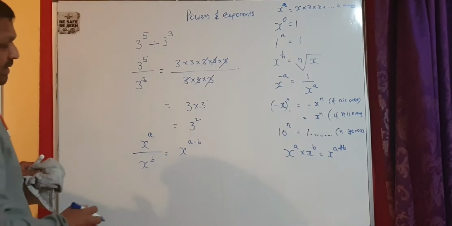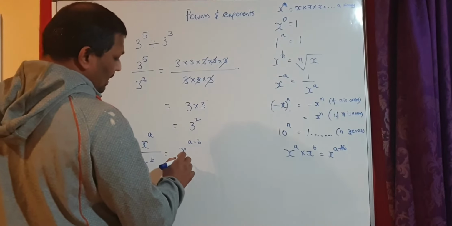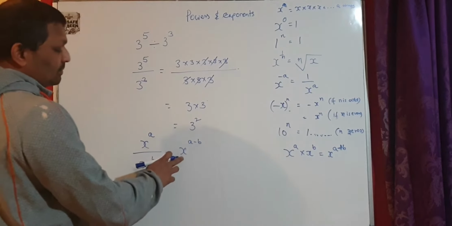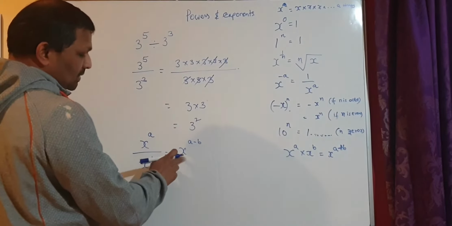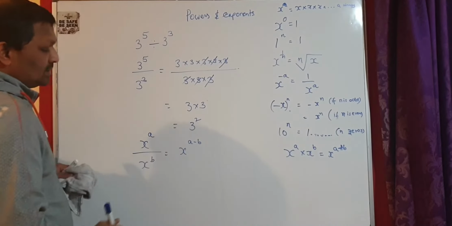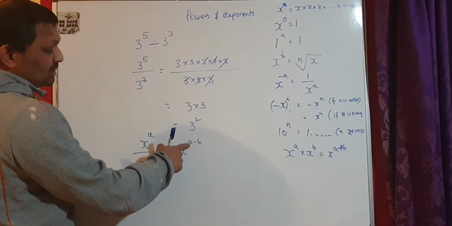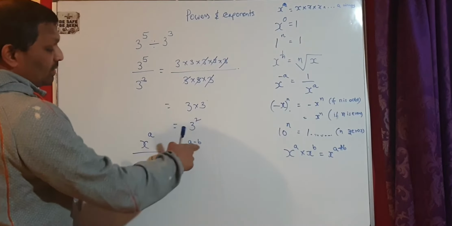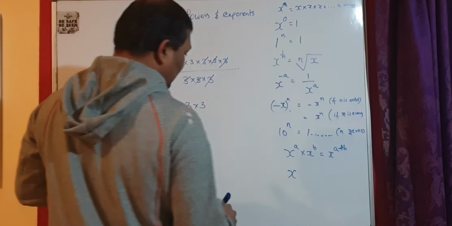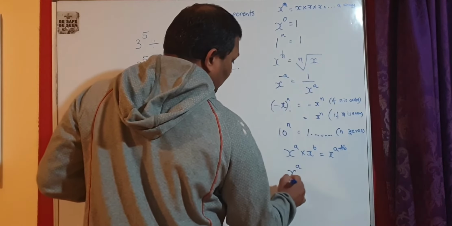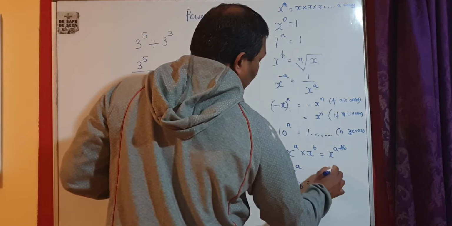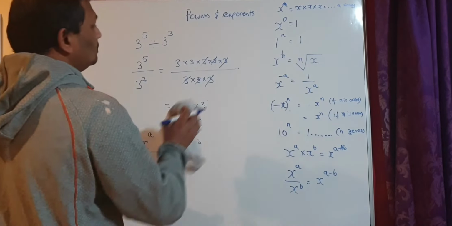In such a case, the simplest way of evaluating such a division is that you have to use the same base and do a subtraction with the powers. Okay, the numerator's power goes first here and then minus the denominator's. So, again I'm writing this formula here, x to the power of a by x to the power of b is equal to x to the power of a minus b.